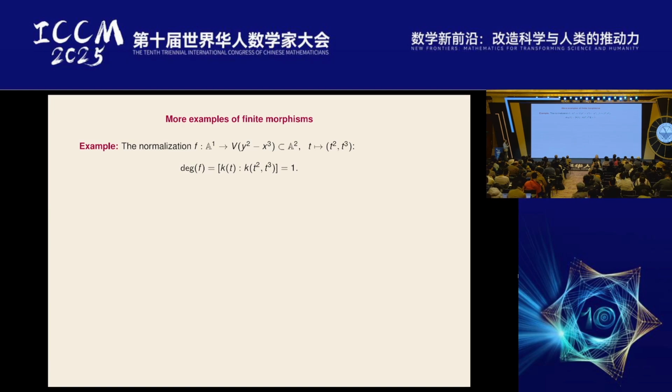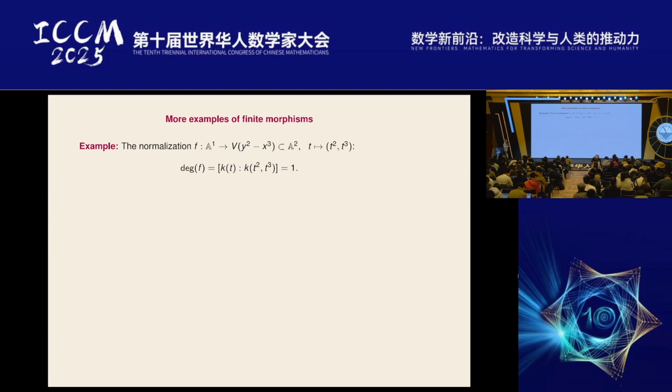This time I'm taking a less obvious morphism from A1. A1, again, is just like taking the ground field, like the complex numbers. This time I'm defining this map to the subset of the two-dimensional affine space defined by the polynomial y squared minus x to the 3. This gives you a one-dimensional algebraic variety, which is singular, so it doesn't look like a manifold anymore. But still, we can calculate the degree of this map.